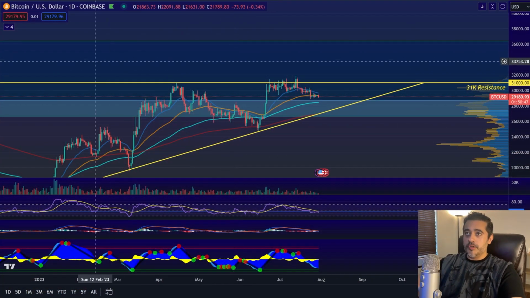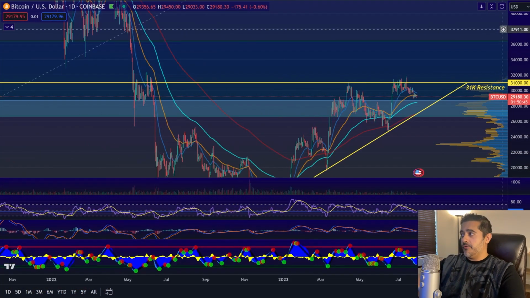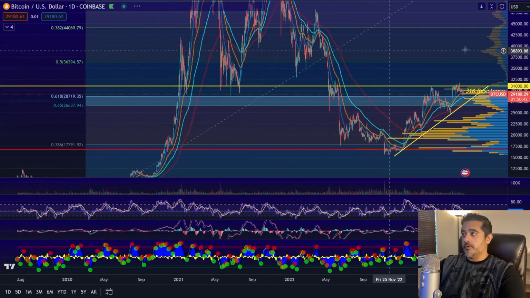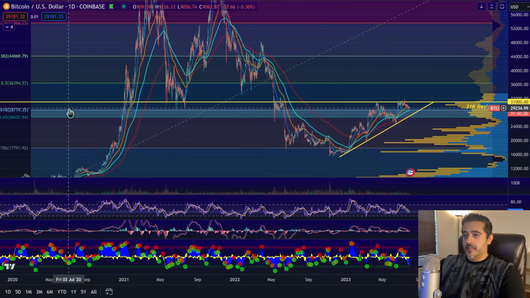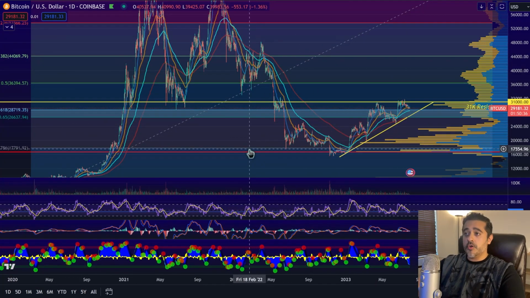So here we're looking at the Bitcoin chart, all right? We're looking at the daily. I'm going to zoom out for a minute so you can kind of catch up to where we are, right? One thing, if you haven't seen my videos before, in this Fibonacci retracement, there is this light blue area in the middle. That's called the golden pocket.